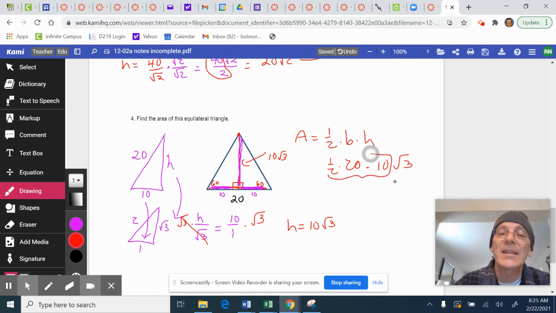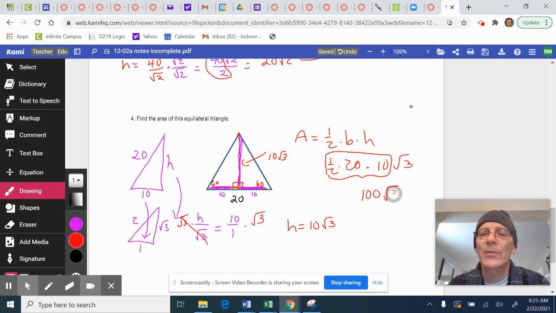If we want an exact answer, we can put all that in a calculator if you need to. You really shouldn't need to. 1/2 times 20 is 10. 10 times 10 is 100. But do not put the radical 3 in the calculator if we want the exact answer. That's how many square units are in this triangle. And you're going to have to do that a few times also.